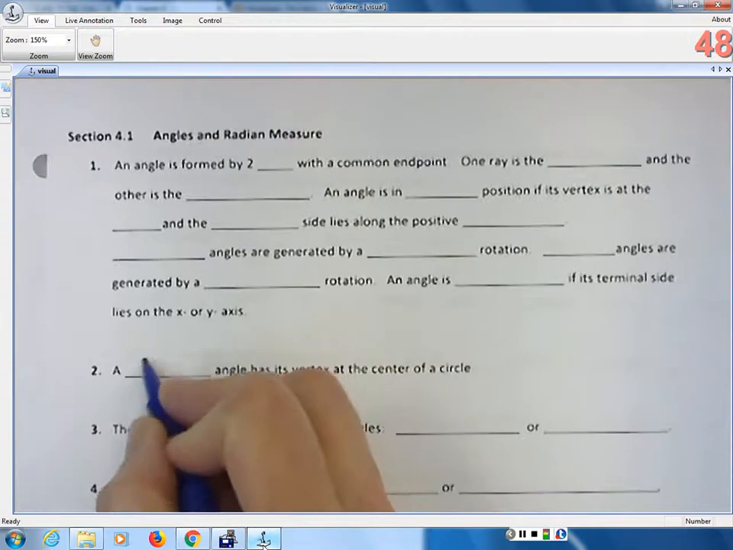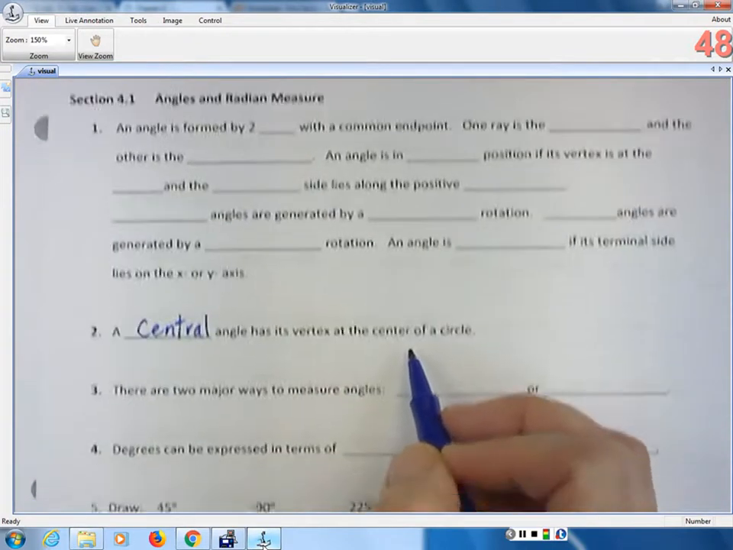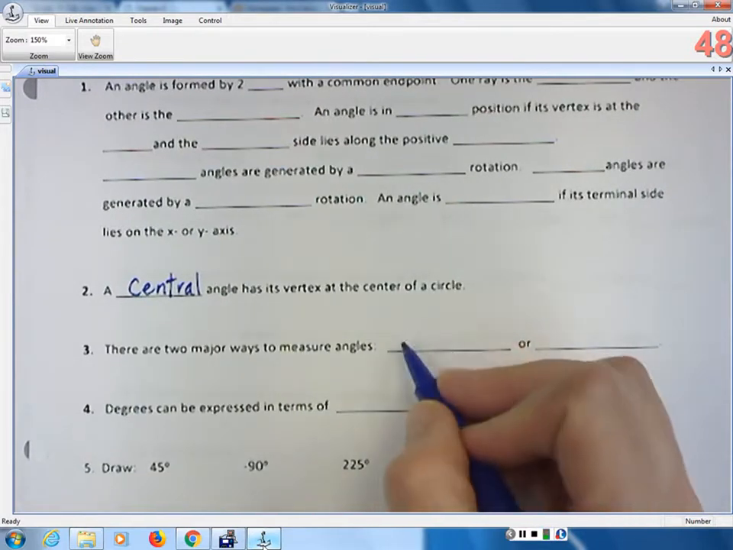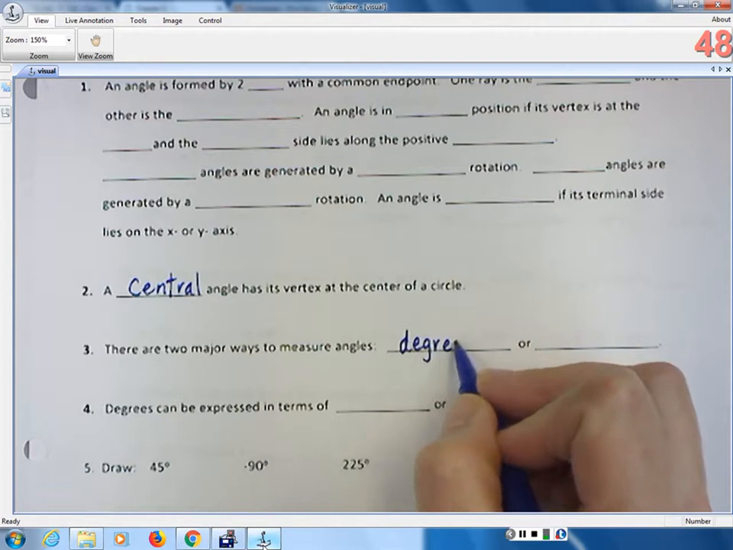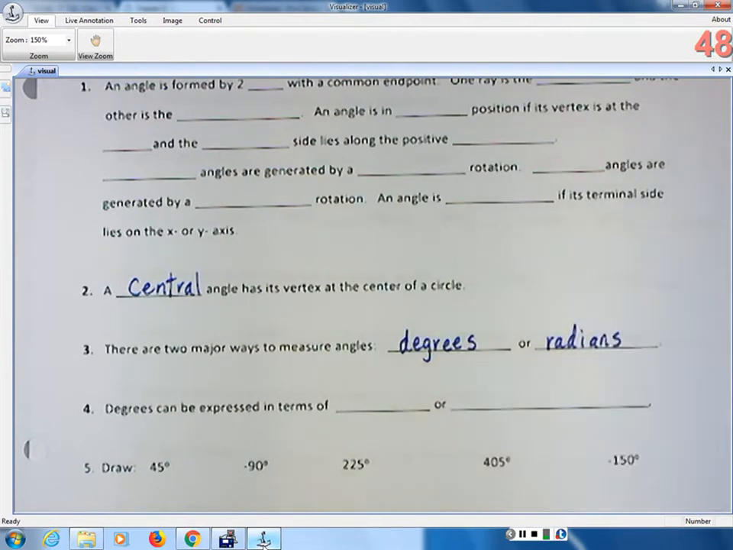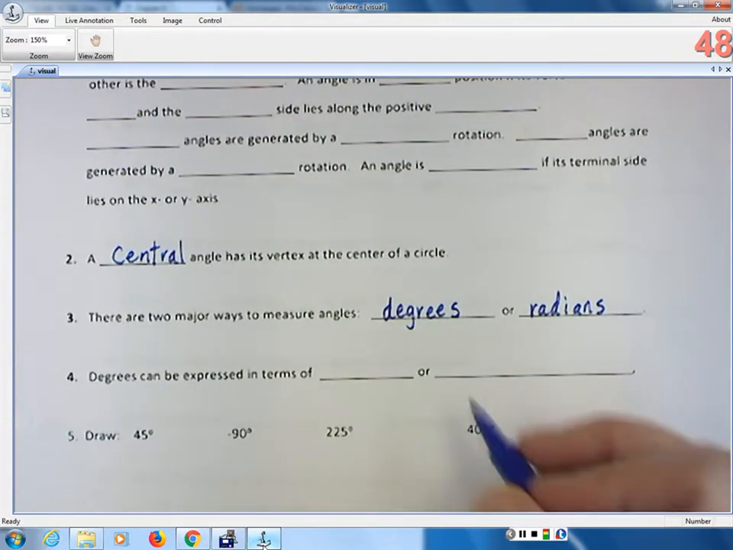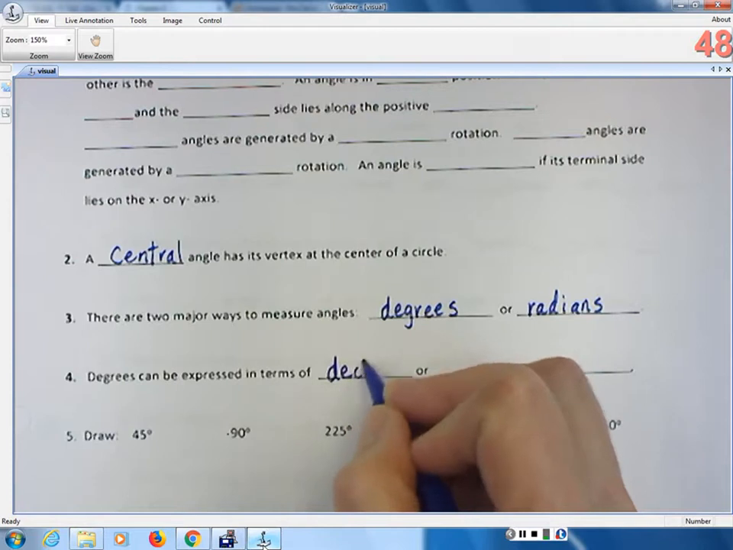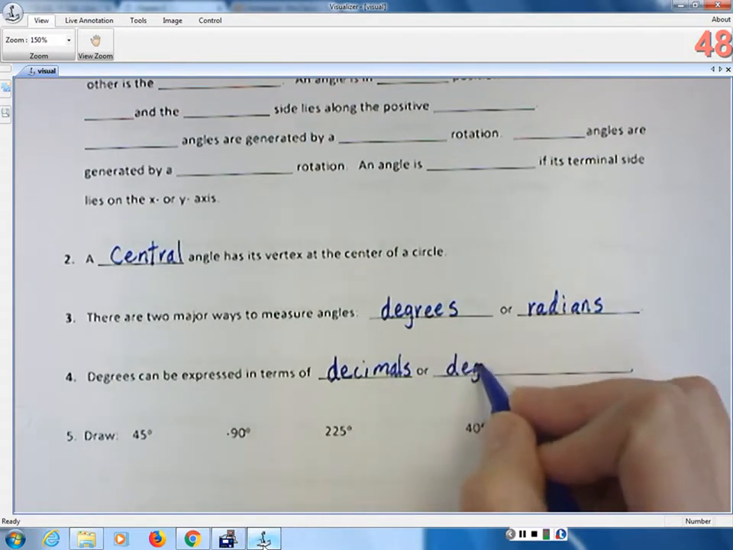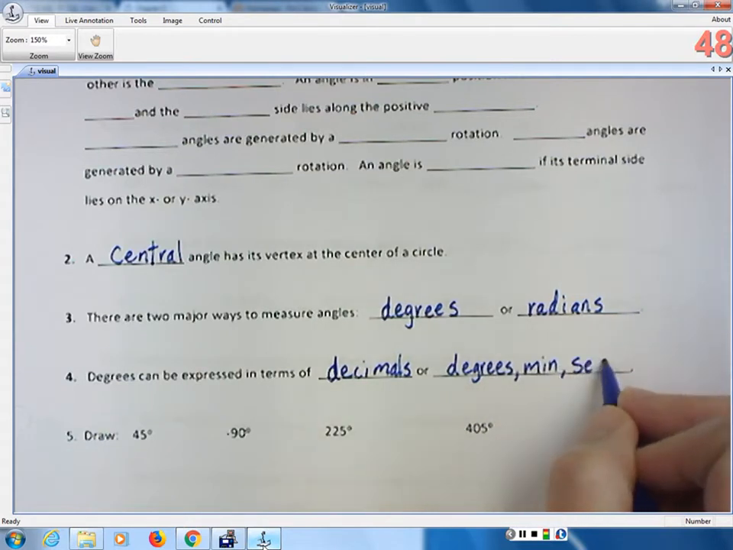A central angle has its vertex at the center of a circle. There's two major ways to measure angles: degrees or radians. And degrees can be expressed in terms of decimals or degrees, minutes, and seconds.